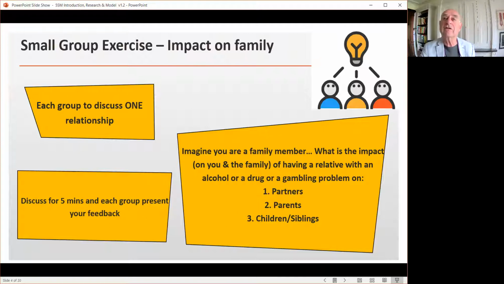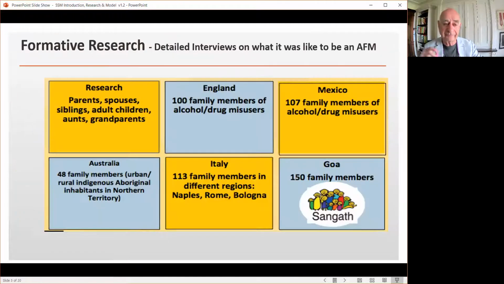And the second group would say the same thing, but would say, do it if you were a parent. And then the third group would do the same thing, but say, do it if you were a child of someone with an alcohol or drug or gambling problem, or if they were one of your siblings. Okay, now obviously we're not going to do that now, but if you're doing this in a self-directed way or with a group of people, I would recommend that you do that now. That enables you to think through what the impact is for different family members on having a relative with a problem with alcohol, drugs, or gambling.